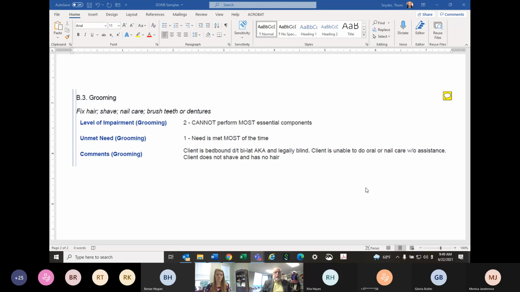The comment says client is bedbound due to bilateral, AKA, what's an AKA? Above the knee amputee. Above the knee amputation. Oh, thank you. Yes, that helps. I like that. And is legally blind. Client is unable to do oral or nail care without assistance. Client does not shave and has no hair.